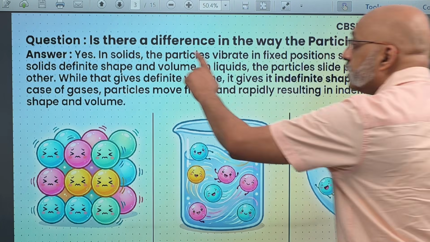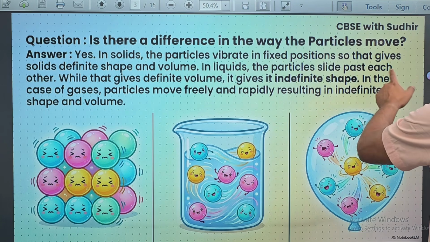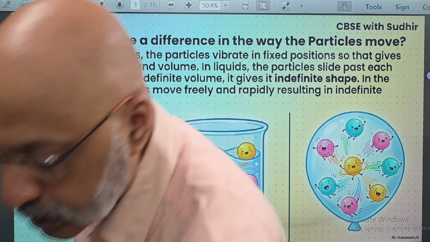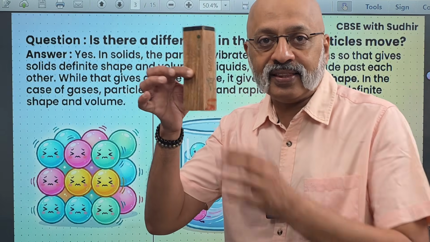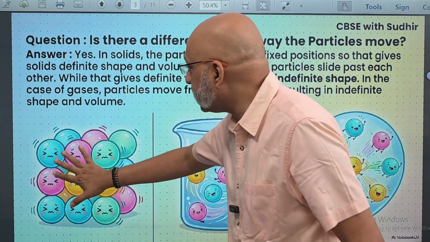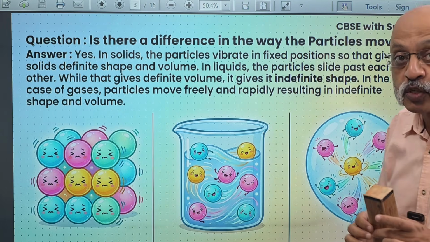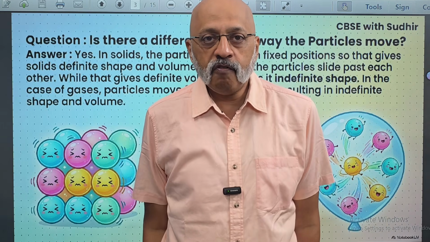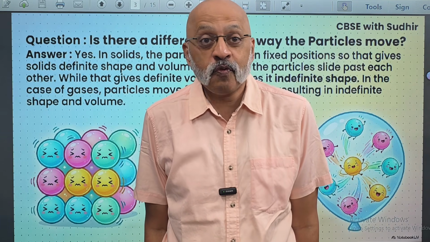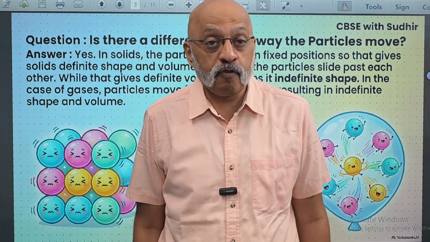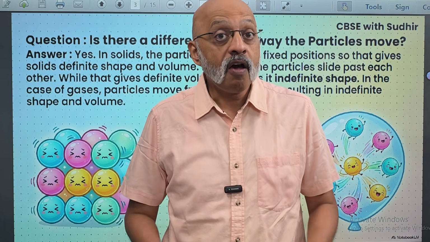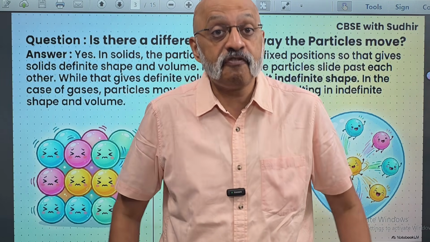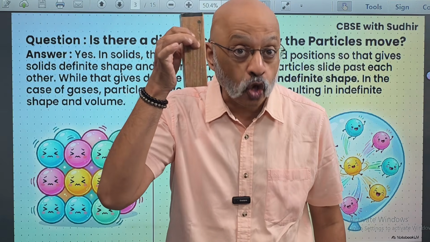What is the difference? In solids, the particles vibrate in fixed position, so that gives solids definite shape and volume, which is why this particular piece of wood is exactly like this. It is solid because the particles are vibrating in fixed position. They are not moving away from their position. If I'm here, I will be doing everything here only. I am not moving anywhere. It's almost like attention position, right? Even if there is vibration, it is in a fixed place, which is why I am a solid substance.